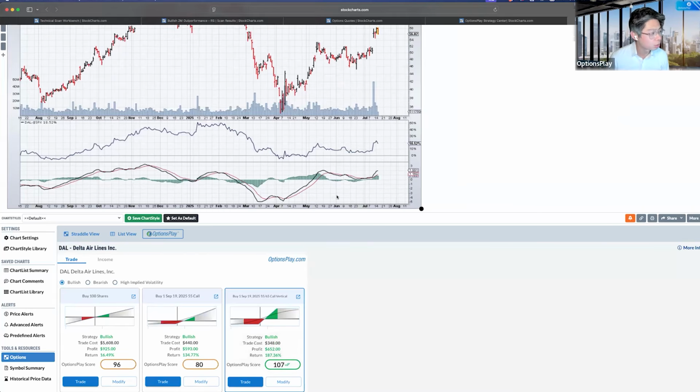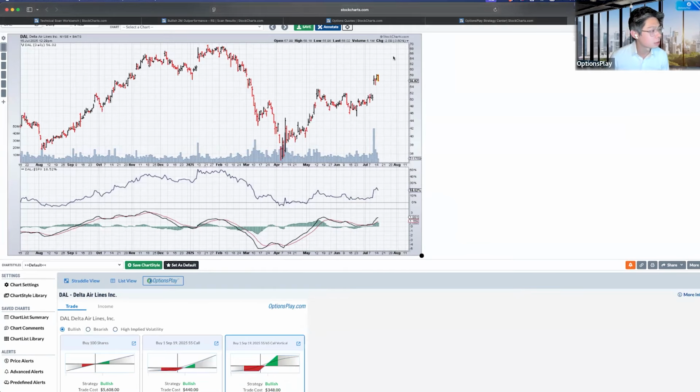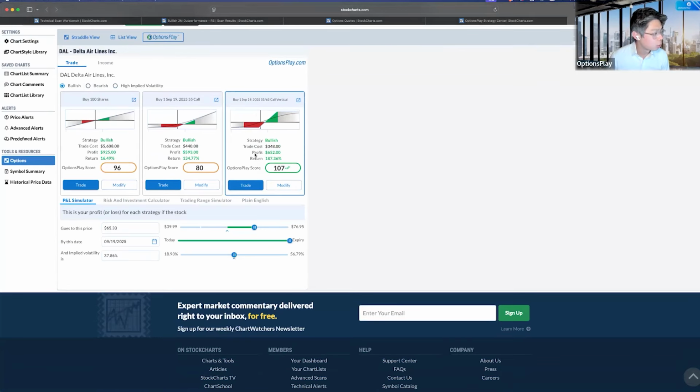So let's go back to our bullish view here for Delta. Let's say I think it's going to rally back up to 65. Well, if I bought the September 55 call, that will cost me $440. If I bought the September 65 call vertical, that's going to cost me $348 or $350.